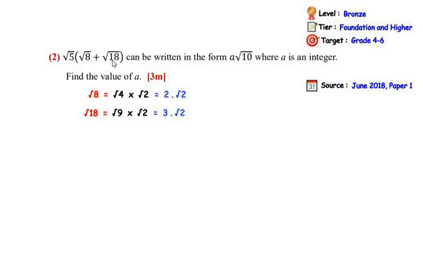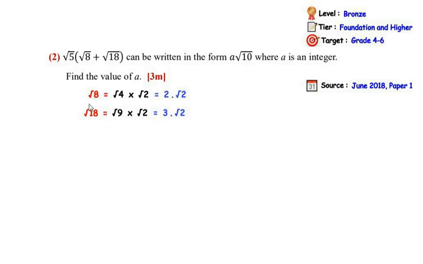Similarly, we can write 18 as a product of a perfect square number, that is 9, with a non-square number, that is 2. So 9 times 2 gives us 18. So square root of 18 can be written as square root of 9 times square root of 2, and square root of 9 gives us 3. So we get square root of 18 as 3 root 2.